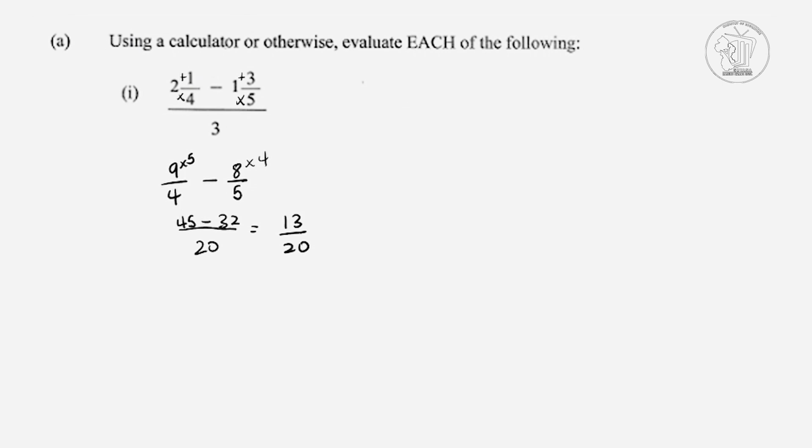So we work on the top, we have 13 over 20, and this will be 13 over 20 divided by 3. So 3 would be the same as 3 over 1. Any number by itself is the same as that number over 1. So we know when we divide, we keep, change, and flip. This will be 13 over 20 multiplied by, change the division to multiplication, 1 over 3. So you multiply 13 times 1 would be 13 and 20 times 3 would be 60. So you have 13 over 60 as the answer.